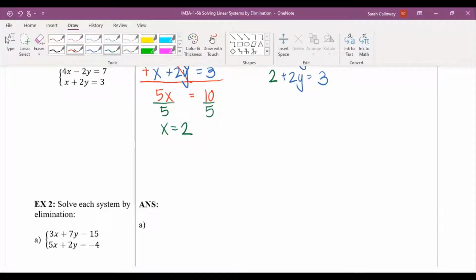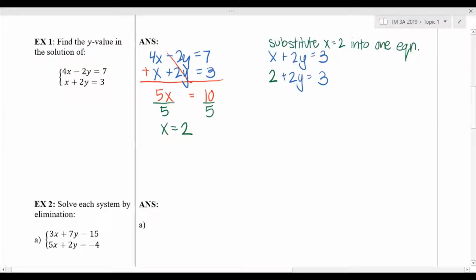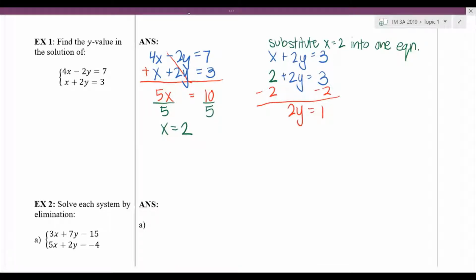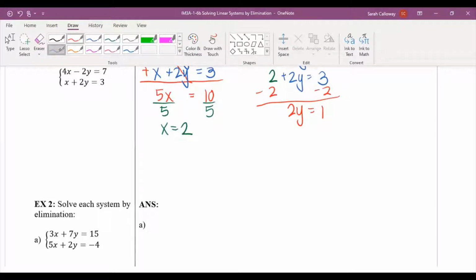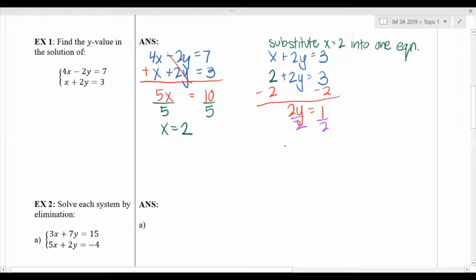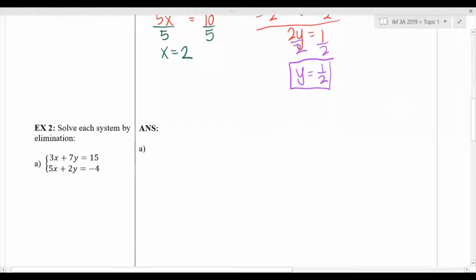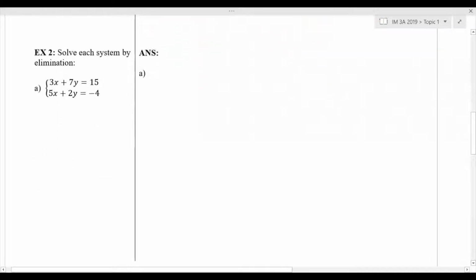Okay, so now that we did that, we have 2 plus 2y equals 3. So now to solve for y, we want to subtract 2 from both sides. So 2y equals 1. And then if I divide both sides by 2, that tells me that y equals 1/2 for this system. And again, it was just asking me for the y value. So that's my answer. This one was nice because I just had to add things together and something was eliminated. For other systems, sometimes that doesn't happen.